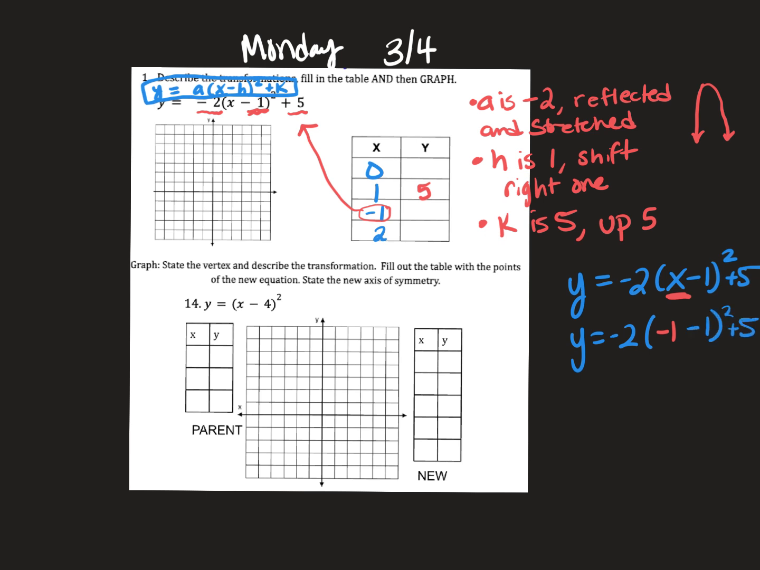Now, some people said that this was 0. This right here, -1 minus 1. My dear, that is not 0. -1 minus 1, that means you have 2 negatives. So that's -2. Let's rewrite it. Y equals -2, and then inside, you coincidentally have -2. I'm going to write that in red so you can see what happens. And then plus 5.